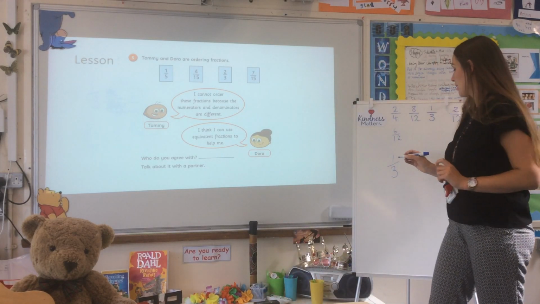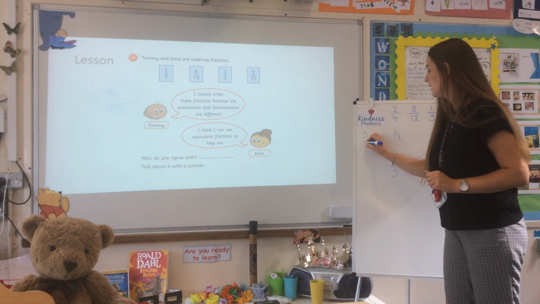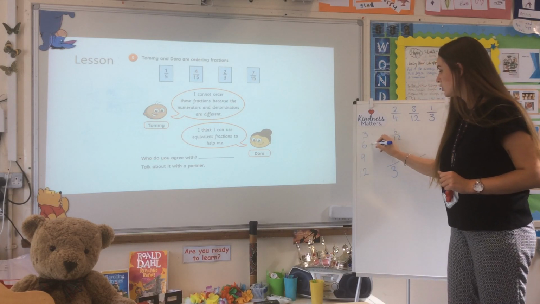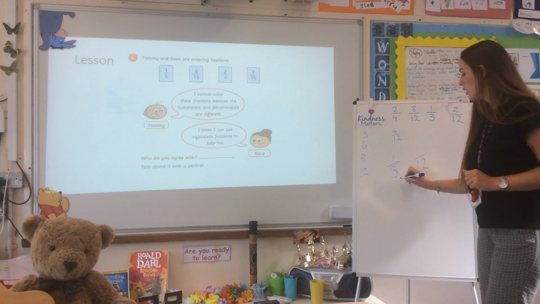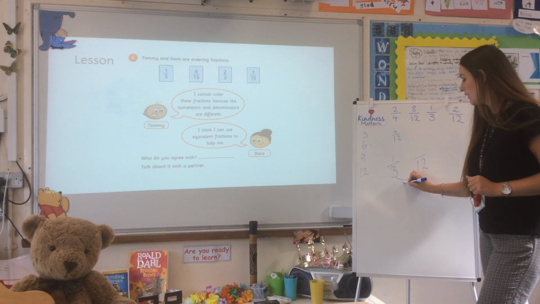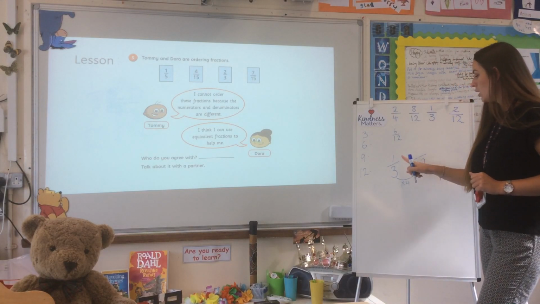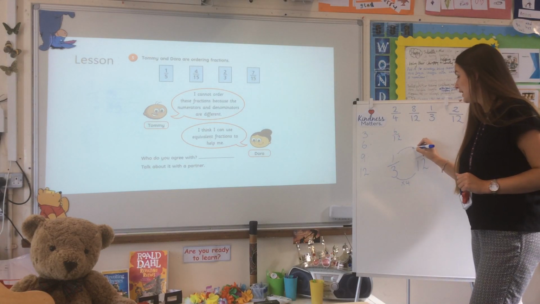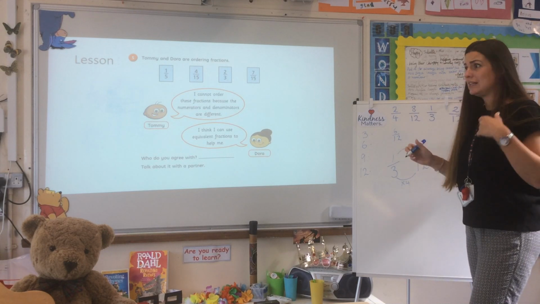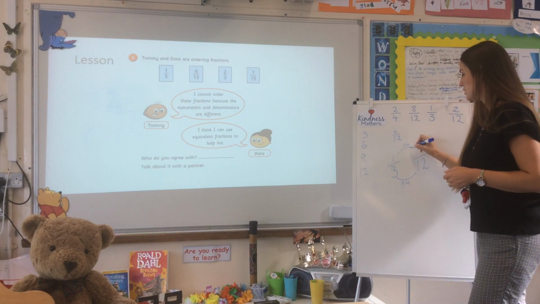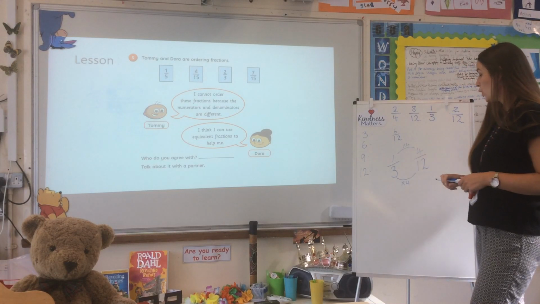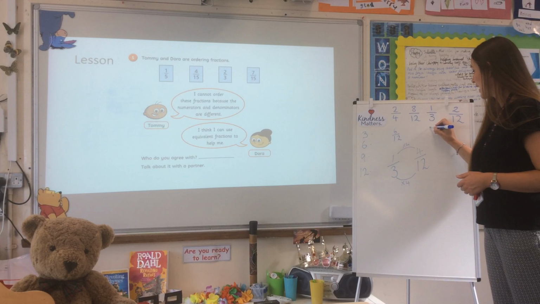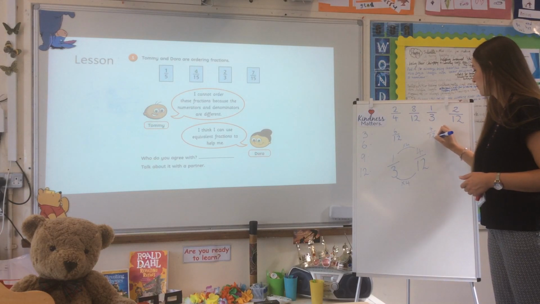Now, top tip here, I'm going to write my 3 times table. 3, 6, 9, 12. 1, 2, 3, 4. So I need to multiply 3 by 4 to get to 12. And what I do to the bottom, I have to do to the top. So what am I going to do over here, Year 3? I'm going to need to multiply it by 4. So 1 times 4 is 4. So 1/3 is actually the same as 4/12.